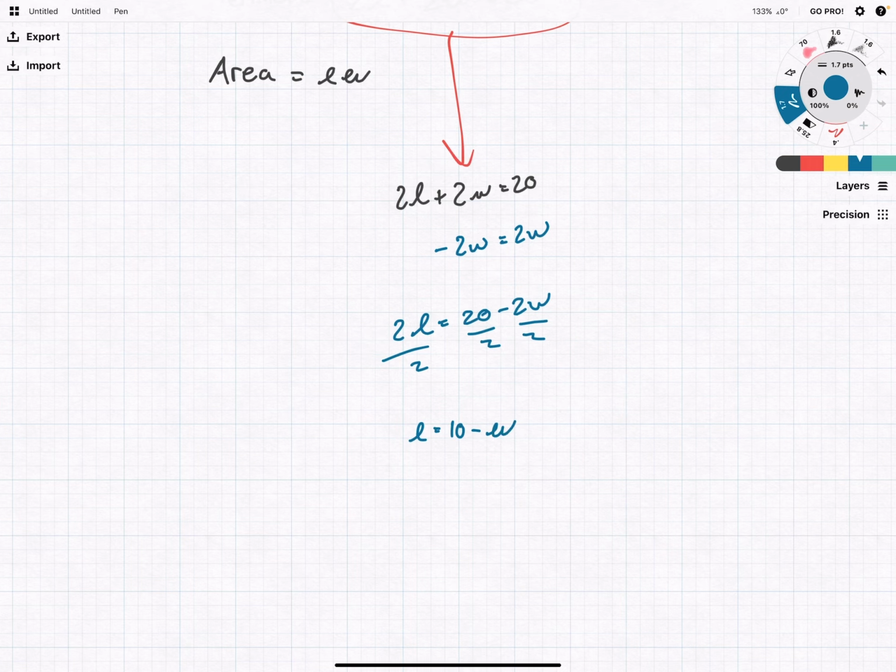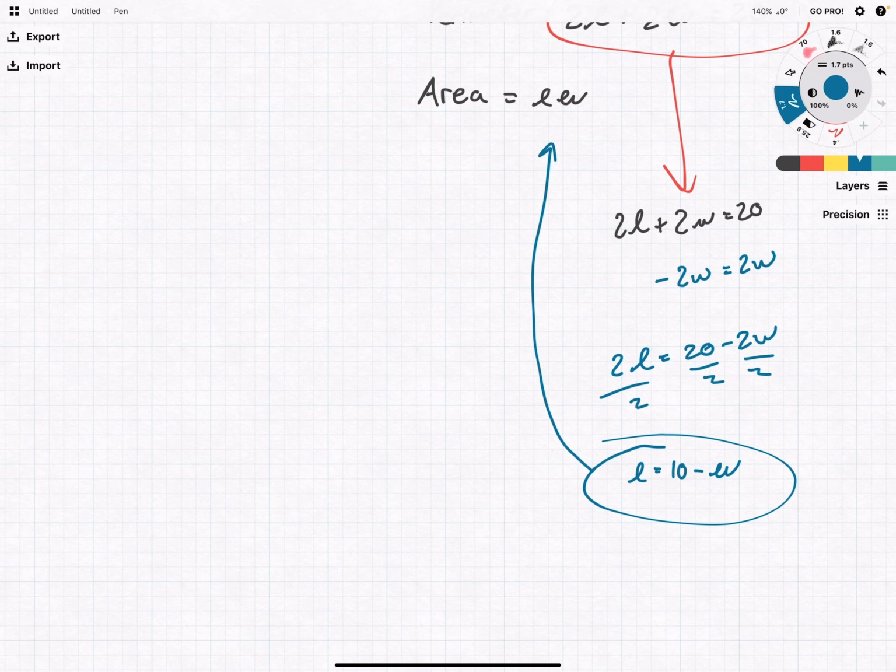Great, okay. So they want the area of the rectangle in terms of one of the side lengths. So we now have all of our terms in one variable, and now here we go. We have area equals LW, but we also know that L is equal to 10 minus W. So that means that area is equal to, I'm going to substitute 10 minus W for L, so I'll underline 10 minus W. I'm going to substitute 10 minus W for L here.